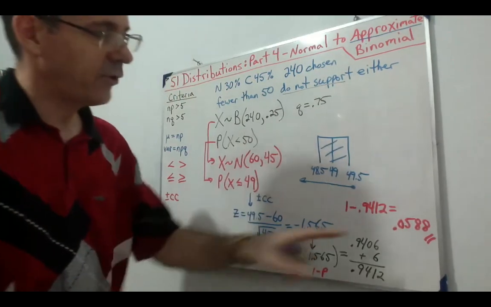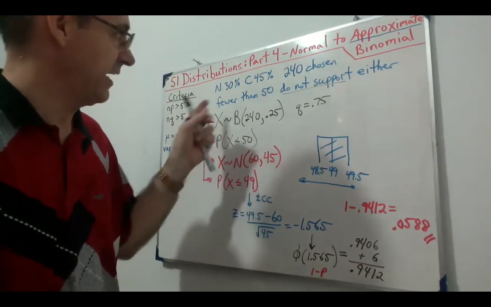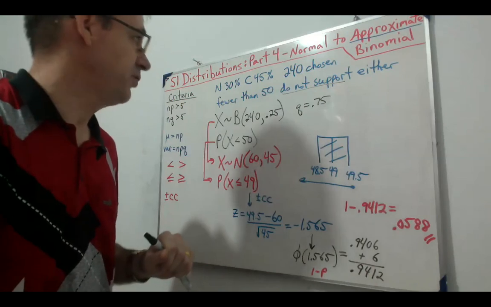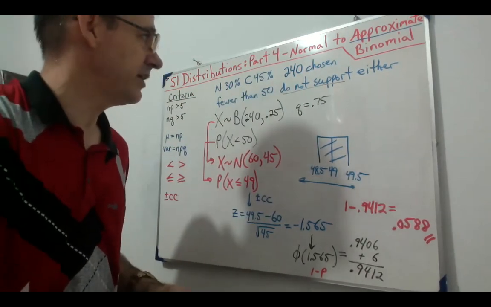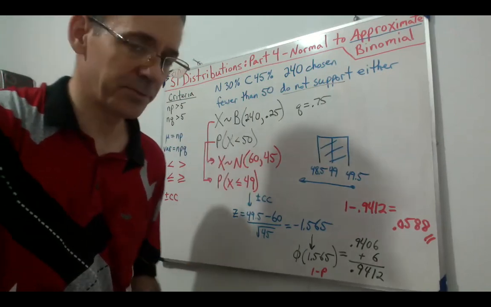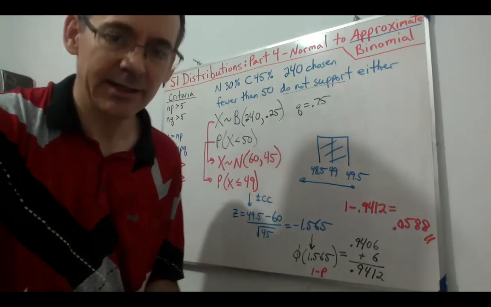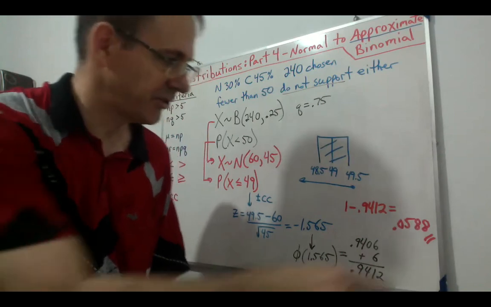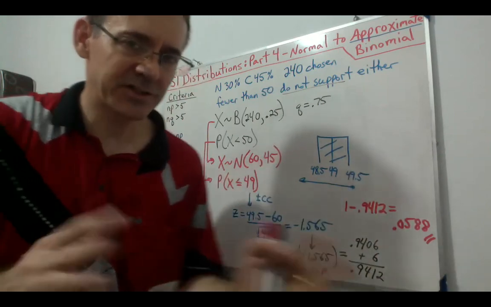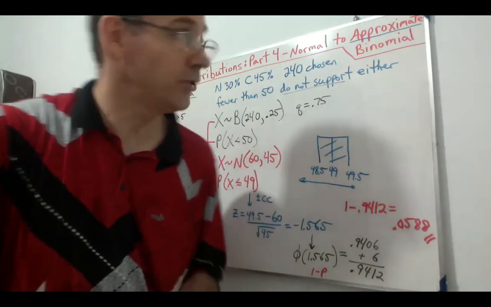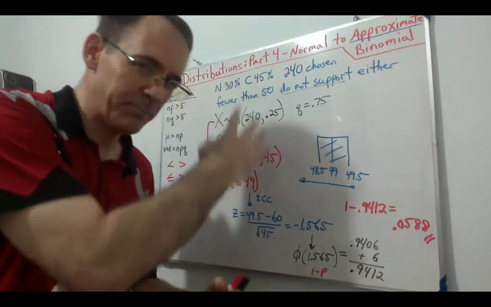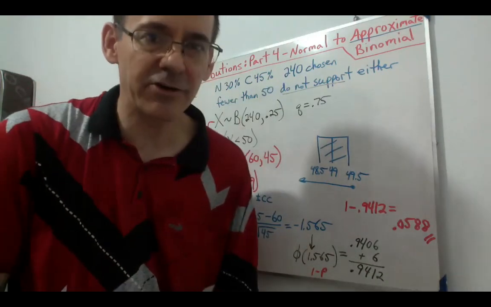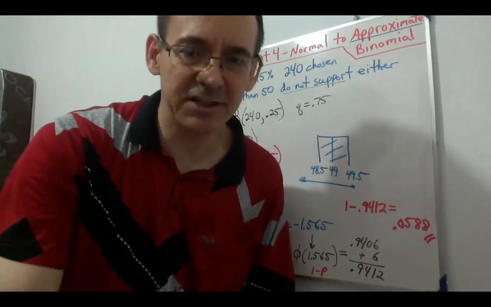So really you have almost a 6% chance that fewer than 50 of the 240 chosen people don't support either one. And so that is the answer to our question here. So that's 3 examples of how to do normal to approximate binomial. Hopefully you've got that mental flow and process down now. Hope you can be successful in these problems.